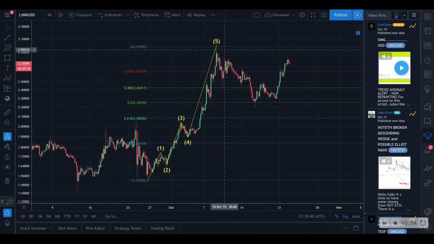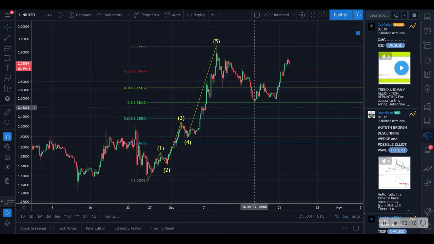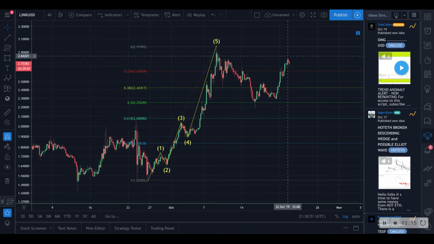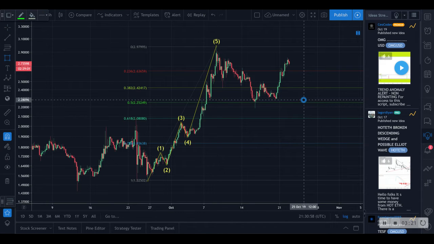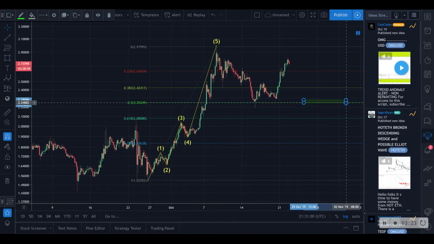As you can see, we found support on the 0.382 over here. That's where the first subwave completed. Then we found support at the 0.5 fib. That's where the A wave finished. Then we started our move up to create the B wave. I'm thinking we're probably going to retrace to at least the 0.5 for the C wave.